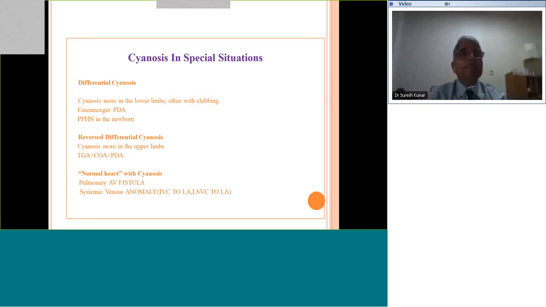Also, you may find a person, an older child or a young adult, obviously cyanosed. You examine, and the heart looks normal. This is a feature of a pulmonary AV fistula, or a systemic venous anomaly like an SVC or an IVC which is draining into the left atrium, can also result in a normal heart with cyanosis.